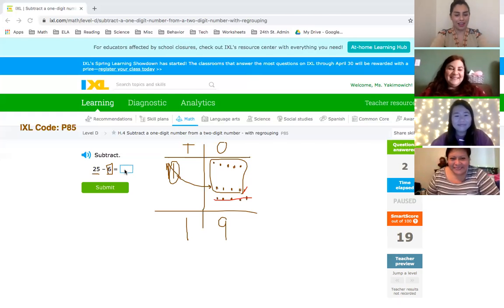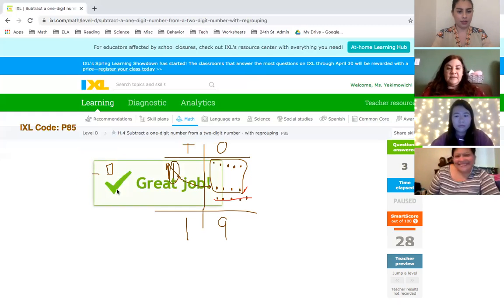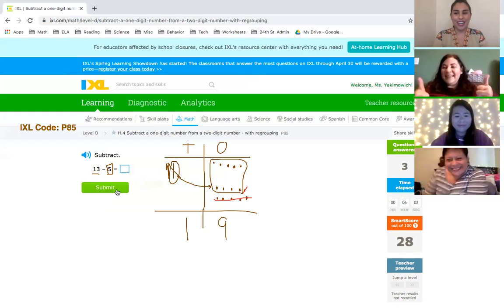And also, we can use a different strategy to check our work. So if we're really trying to figure out this strategy and we're barely using it, remember, you can also use a different strategy to make sure that you have the right answer. So let's see, 19, we know it's correct. And we were right. So we're going to stop here.